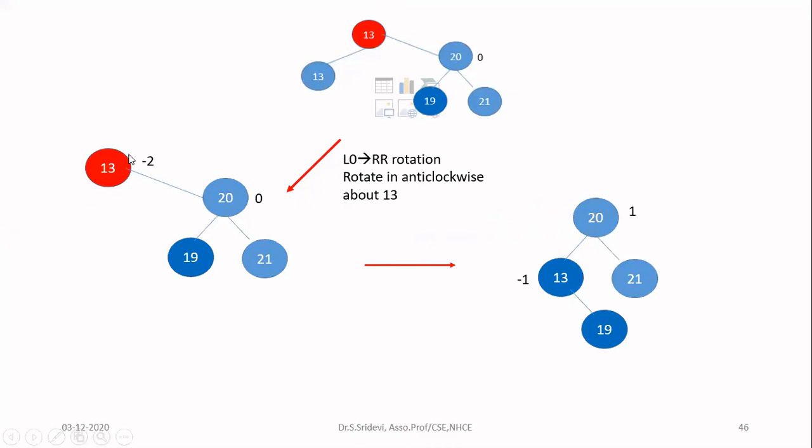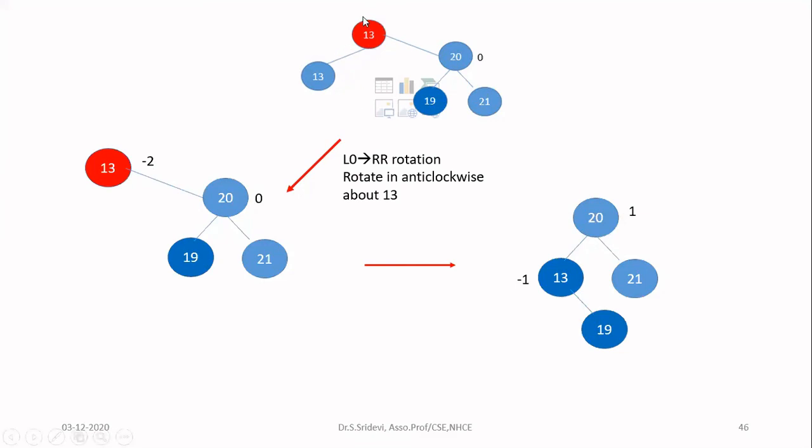Now in this tree, you again calculate the balance factor. When I calculate the balance factor for 13, the left subtree is null, and in the right subtree I have two links. So I am getting the balance factor as -2. When you get -2, it is having the imbalance. So now find out the type of rotation you need to do.